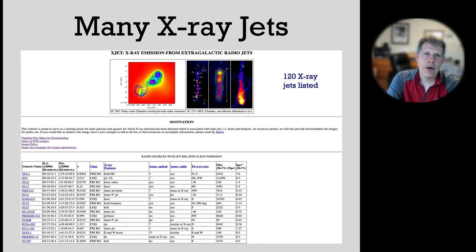In fact, there is now a nice publicly available catalog of extended X-ray jets that has about 120 X-ray jets listed in it. And you can go to this website if you're interested and download nice X-ray images of about 120 of these X-ray jet systems.